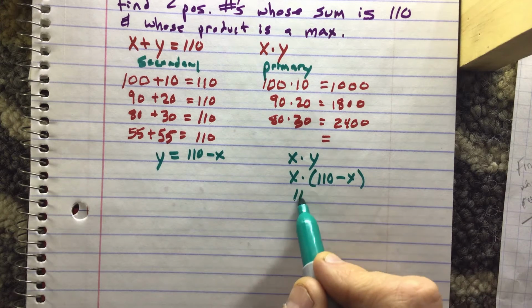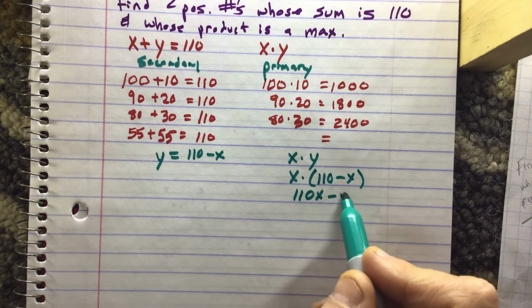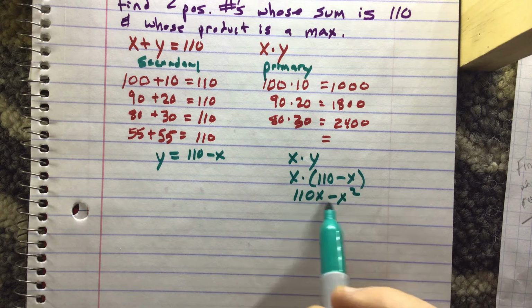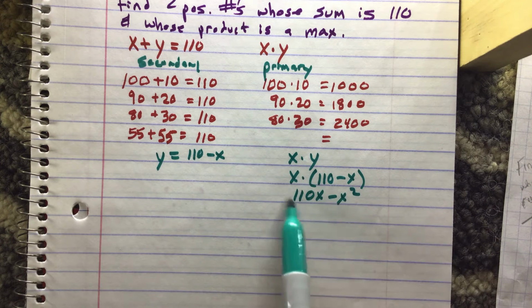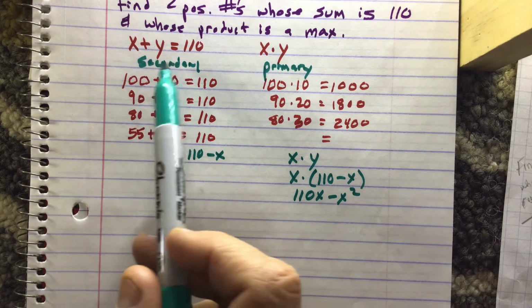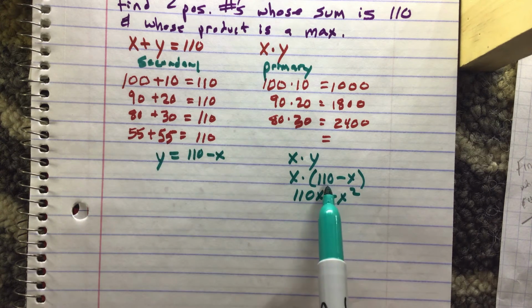If I distribute that, I get 110x minus x squared. This is what I'm trying to maximize. This is my composite function. It's one function plugged into the other. So it has the restriction that we have this sum of 110, and we're getting a product. We're trying to maximize this.